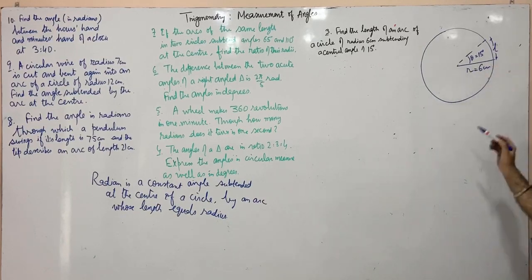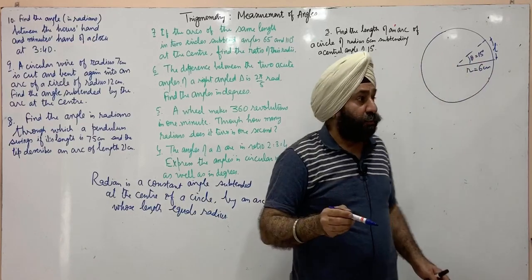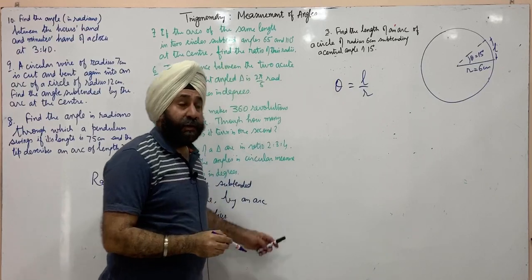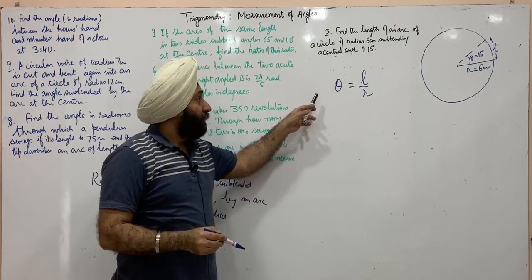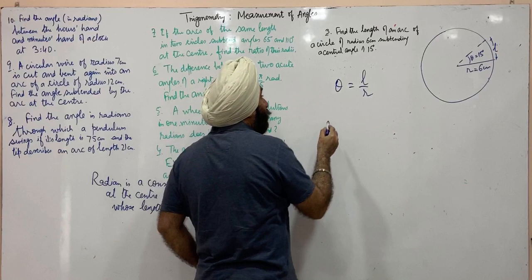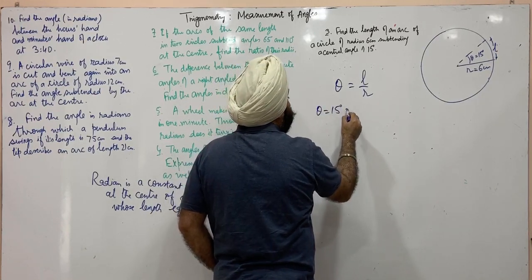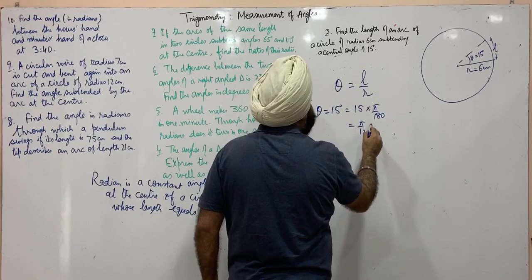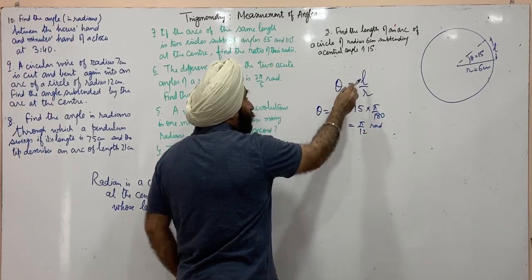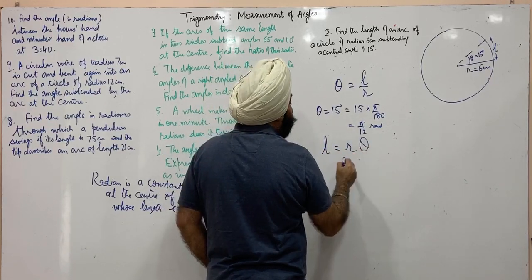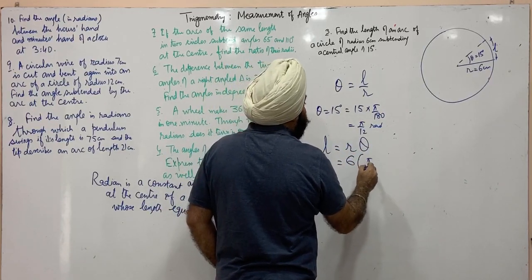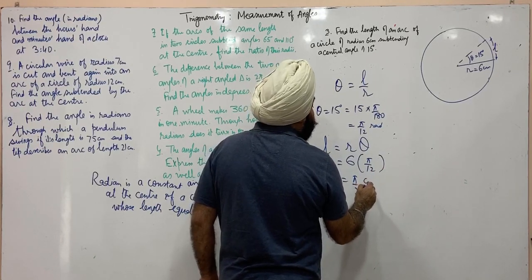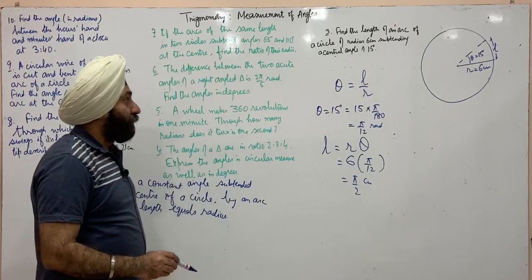Radius is given, theta is given. So here we use the result theta equals L by R. Whenever we use this formula, theta must be in radians. So theta is 15 degrees, which is 15 into pi by 180, that's pi by 12 radians. So arc length will be R into theta. Radius is 6 into theta, pi by 12. This is pi by 2. Arc length will be in centimeters, so pi by 2 centimeters.